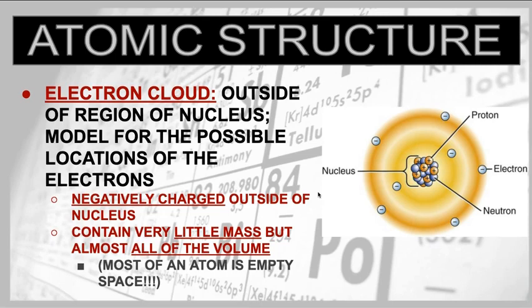You have this very dense nucleus in the center, and then you have these electrons flying around. But in between all those electrons is just empty space. And so that really is a lot of what the atom is.